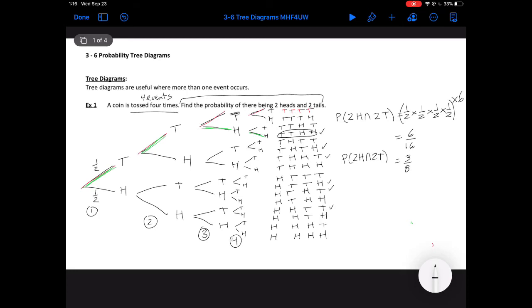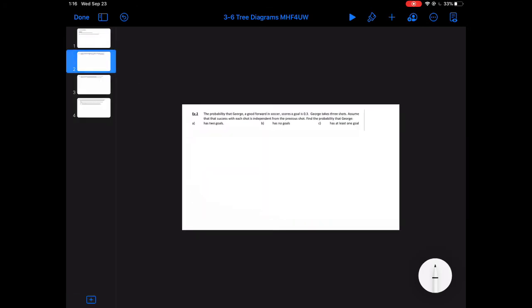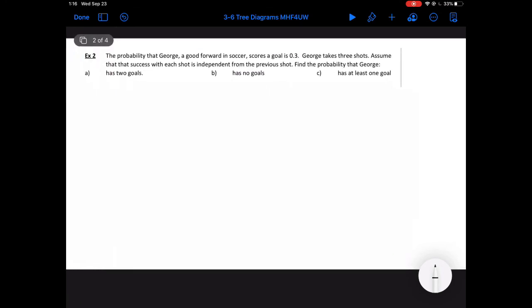You can also find all your outcomes, and then you can count your number of outcomes out of your total number of possibilities. 6 pathways over 16 options also reduces to 3 over 8. So let's take a look at another example where we've got some different probabilities. So the probability that George, a good forward in soccer, scores a goal is 0.3. George takes 3 shots. Assume that the success with each shot is independent from the previous shot, and we've got 3 probabilities to find: 2 goals, no goals, and at least 1.